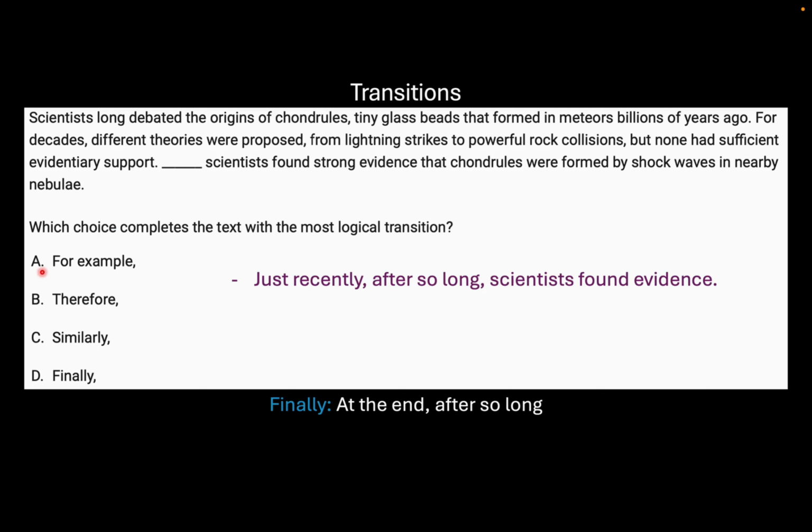And let's look at the multiple choices. A, it says, for example. There is no example given. This just says that after so long, some scientists found evidence. Choice B says, therefore. Therefore is used for cause and effect, and nothing has happened in the previous sentence that led to a result after the blank. Choice C, similarly. There is no similar but new idea here, so this is also wrong. D, finally. Finally means at the end or after so long, and this does match our answer prediction.